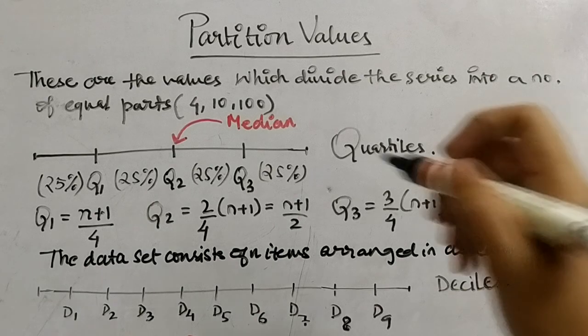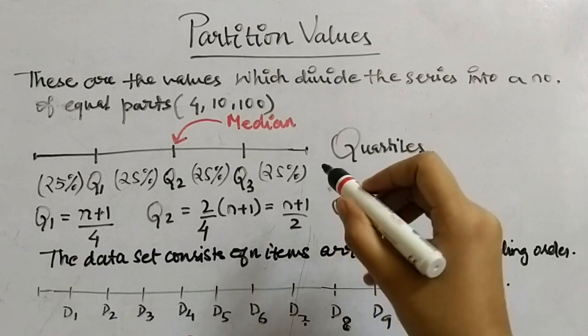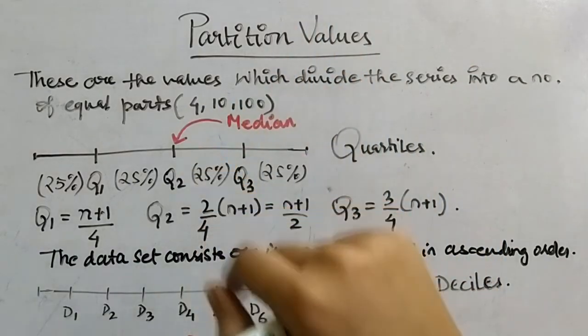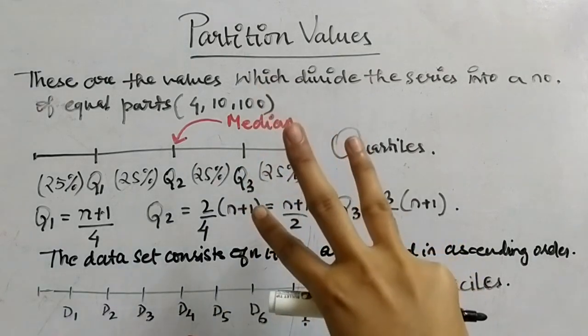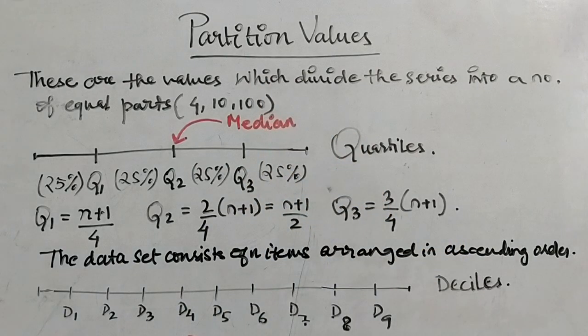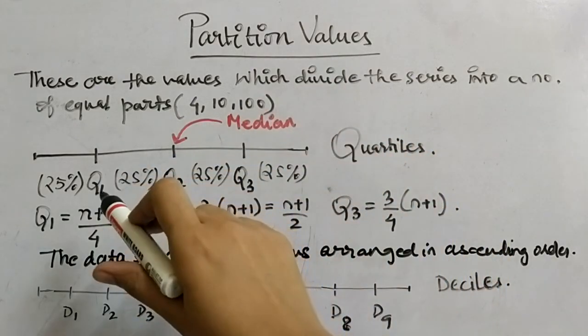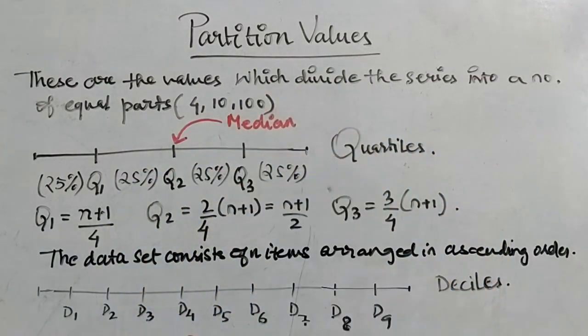But as you can see in this line segment, in order to divide this line segment into 4 equal parts, what you have done? You have made only 3 points, right? So these 3 points are the quarters. Quarter number 1, quarter number 2 and quarter number 3.